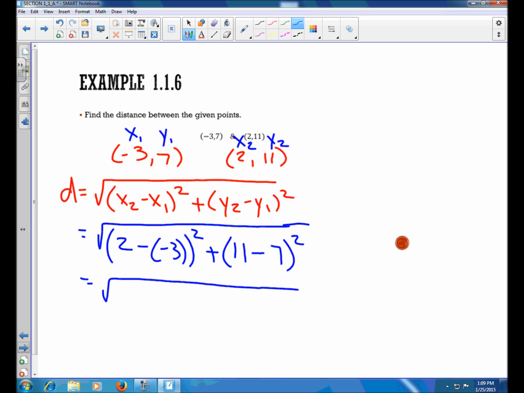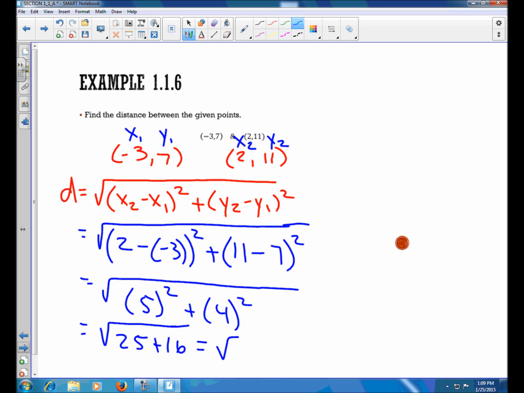2 minus negative 3, the two negatives become a positive, and then we get 2 plus 3, which is then 5 squared, plus 4 squared, which is the square root of 25 plus 16, or the square root of 41.